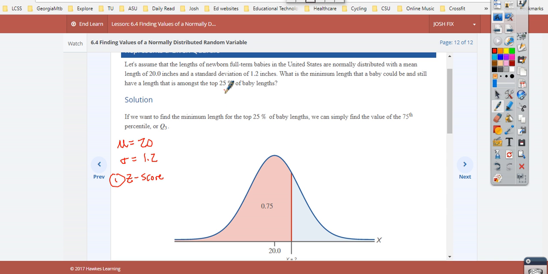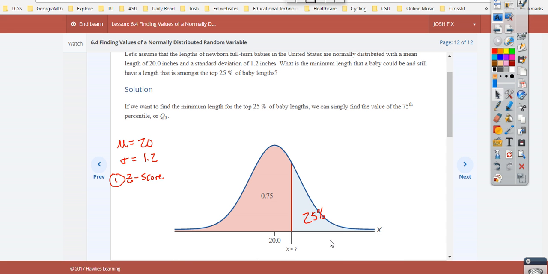Well, in this particular problem, we know that the minimum length that a baby could be and still have a length amongst the top 25%. So we know that this is our 25% up here. And what we're looking for is that cutoff. Like, what does the length of that baby need to be to put them in this category? That's the hardest part of this problem. If you're in the top 25th percentile, then what is that cutoff height or length that you need to be in that percentile?